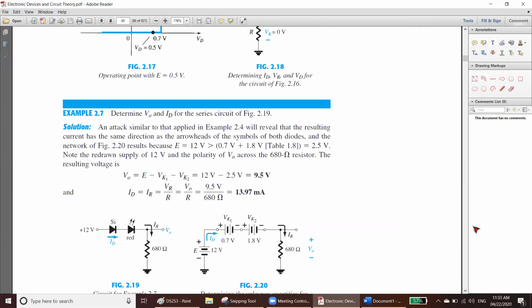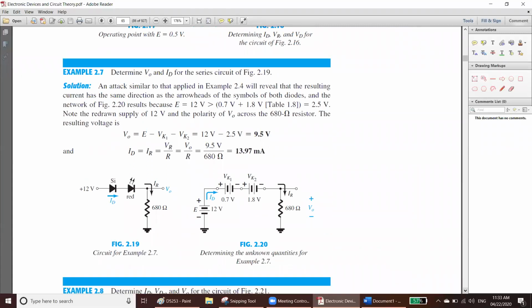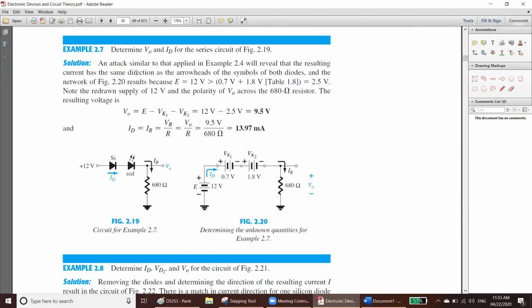Okay, let's do a math here. This is a very good math. They have used two diodes. One is silicon diode, another one is LED, that means light emitting diode. One is silicon diode, another one is red light. Okay, wait a minute.